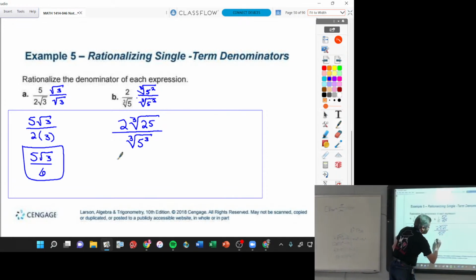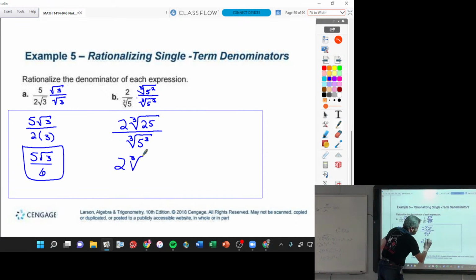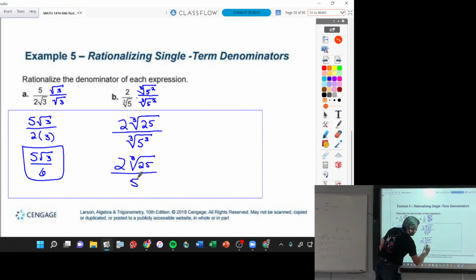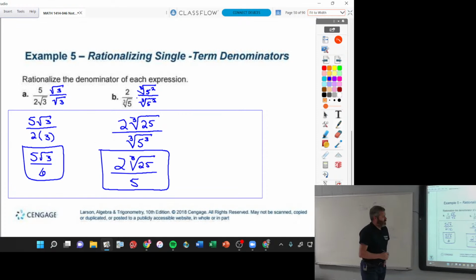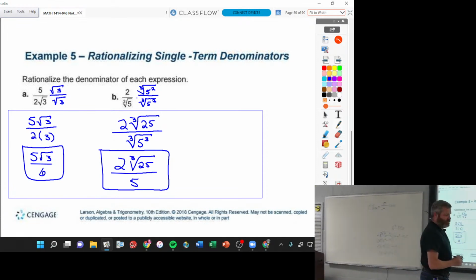So my final answer would be 2 times the cube root of 25 over 5. That is part B.